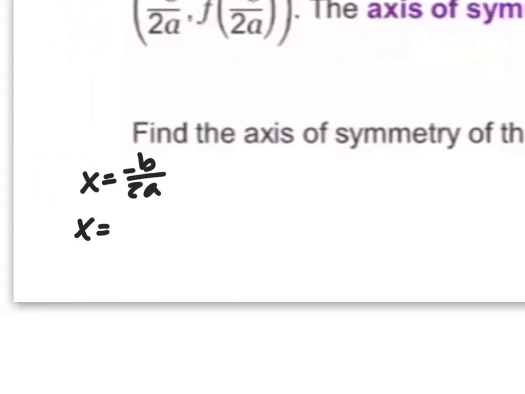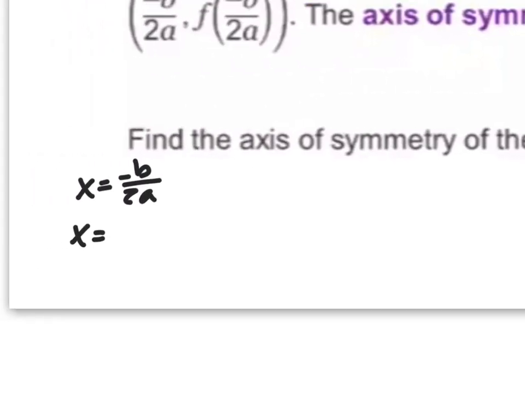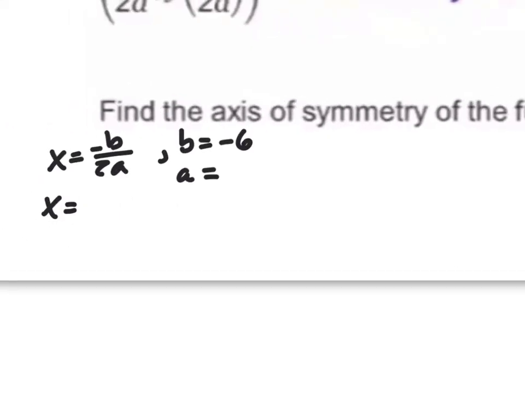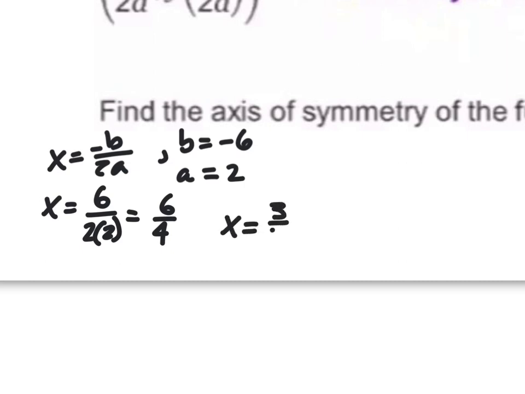So to figure this out, let me write that out. b is equal to negative 6, and a is equal to 2. So if I did opposite b, opposite negative 6 is going to be positive 6, over 2 times a, well, 2 times 2. And so this is going to give us 6 over 4. So then we get that x is really equal to 3/2, or 1.5.